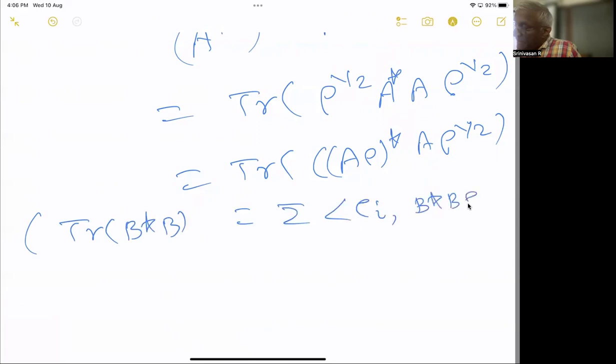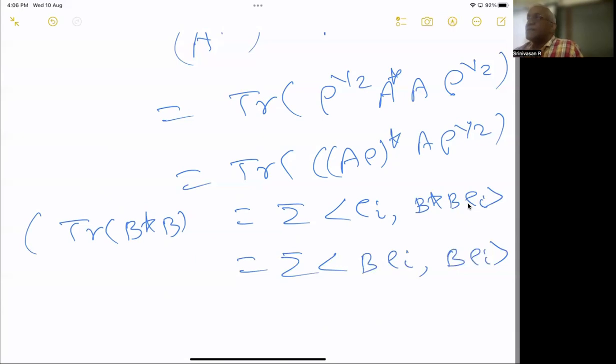B star B EI, right? That is equal to summation B EI, right? This is the trace, no? Trace is sum of diagonal elements. Diagonal elements are nothing but inner product of EI with BEI, right? That is how the matrix element is defined.